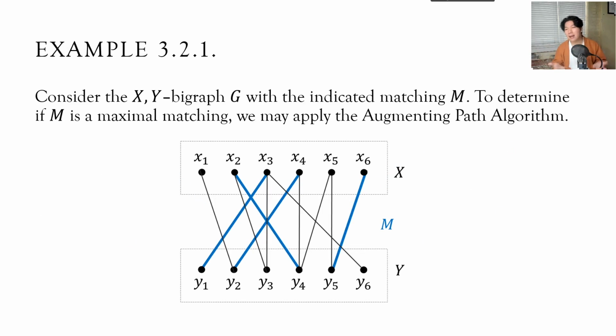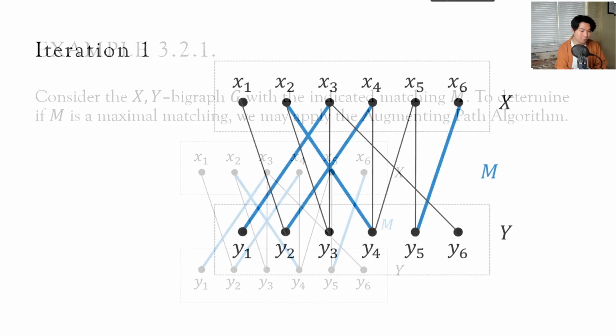Here I have some XY bigraph with a given matching M. You can see it here with the thicker blue lines. I want to ask, is my matching M maximal? And if it's not maximal, how can I improve it? So I'm going to run through the steps of the iteration of our algorithm.